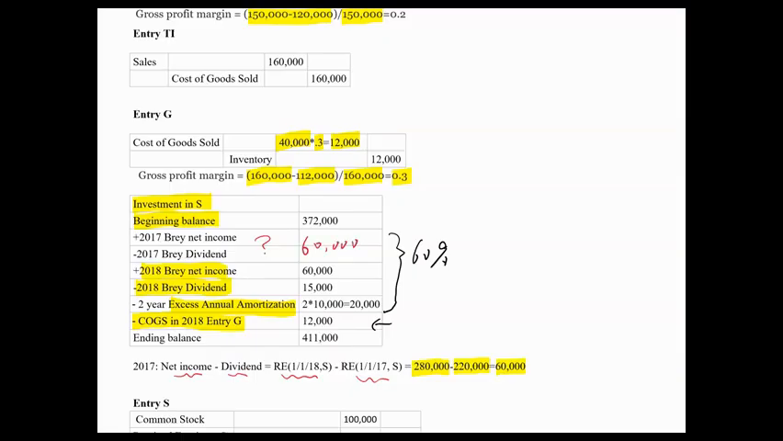So even though we do not know Brace net income in 2017, and we do not know Brace dividend in 2017, we know that Brace net income minus Brace dividend equals 60,000. So that's enough for us to get this amount together. Okay, so if we get these two numbers solved, then the ending balance of the investment account is going to be 411,000. It equals the beginning balance plus the changes within these 2 years.